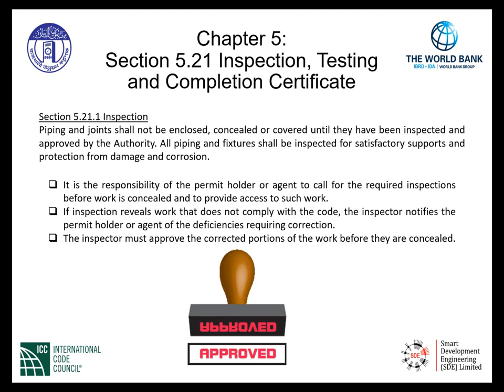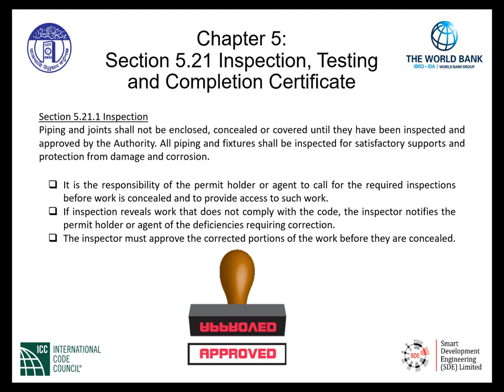It's the responsibility of the permit holder or the agent to call for the required inspections before the work is concealed and to provide access to such work. In other words, if you have to climb down into a trench, you need to be very careful such that the trench is laterally supported so that it will not cave in. If you have to go down, make sure that that's the case. Safety is of importance here, and there is safe access to the location that you need to verify all of the piping accordingly.